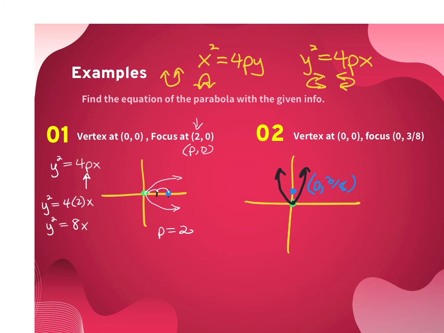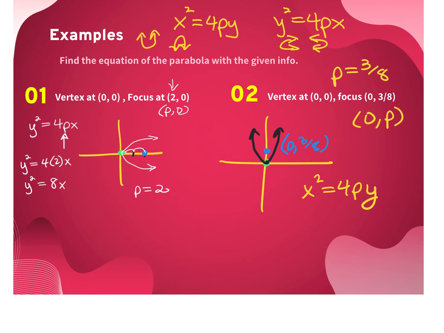So I know I'm going to be using the x squared equals 4py. I need to find the p-value. And again, remember when your vertex is at 0, 0 and the graph is the up and down graph, this is actually 0, p. So my p-value is 3/8.